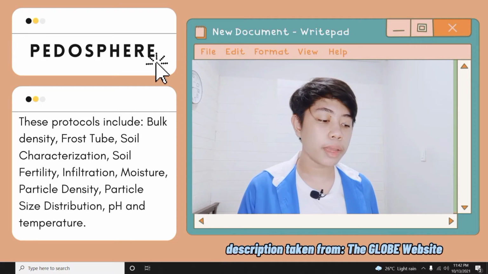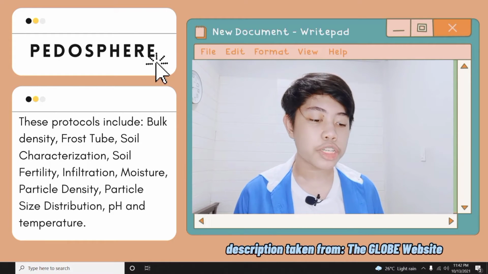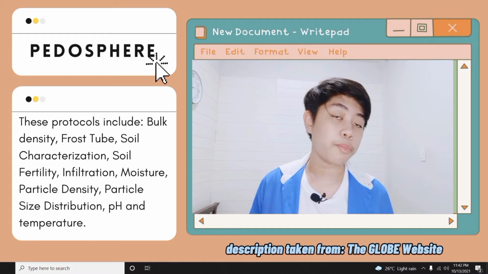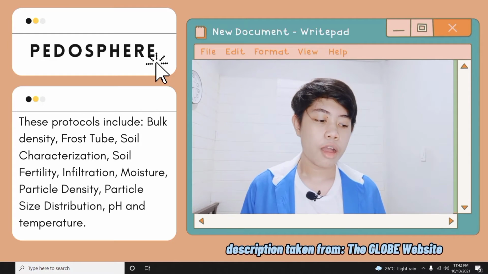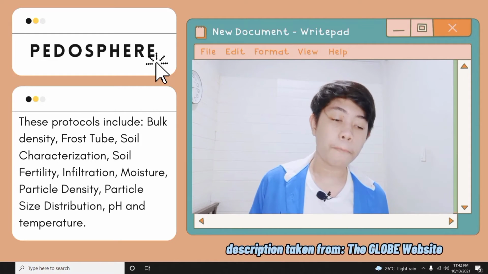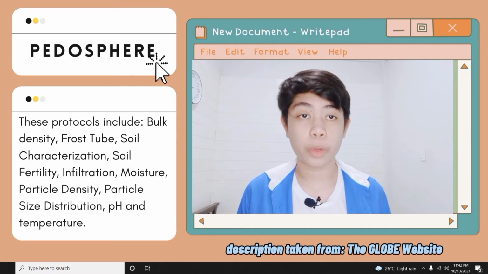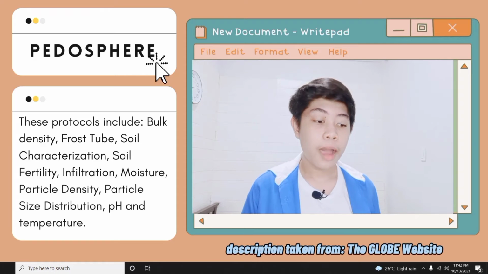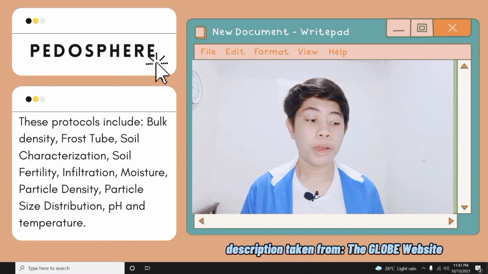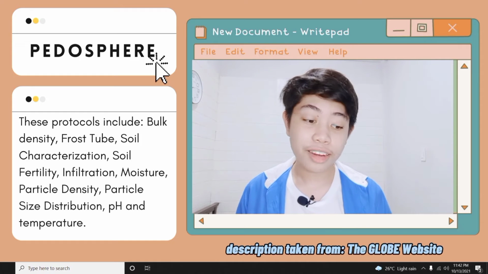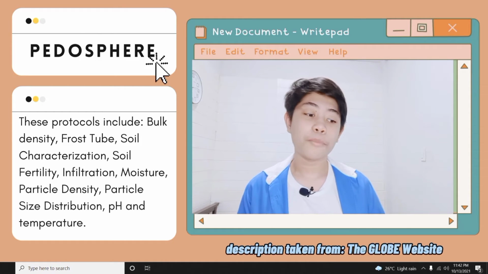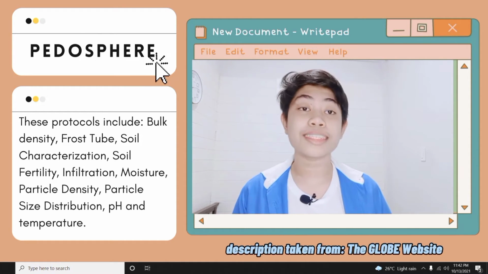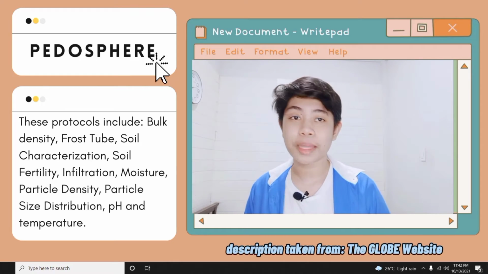Soil characterization measurements offer in-depth observation of generally long-lasting properties of the soil column. Frost tube observations also give important climate information about frozen soils. So what does this category include? Well, here they are: bulk density, frost tube, soil characterization, soil fertility, infiltration, moisture, particle density, particle size distribution, pH, and of course, temperature.